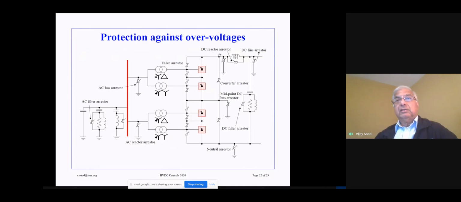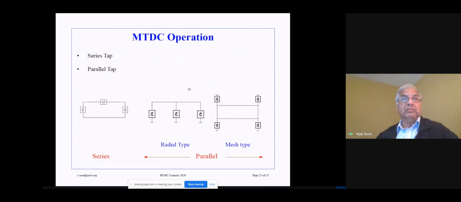The DC arrestor, there's a reactance, there's a voltage arrestor across that one. There's a DC line protection system. There's an arrestor across the DC filter as well. And then if there's a neutral, the midpoint arrestor and the neutral arrestor will be there. So various arrestors are utilized against over voltages, and these are all shown over here.